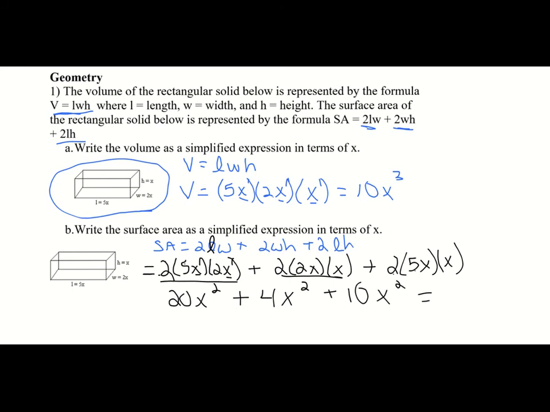Now, this is taking us back to when we were combining like terms in Math 021 and 020, I believe you did it as well. When you combine like terms, remember, if they have the same variable and exponent, so they're all x squared terms, add your coefficients together. So 20x squared plus 4x squared plus 10x squared is going to give us 34x squared for the simplified formula in terms of x.